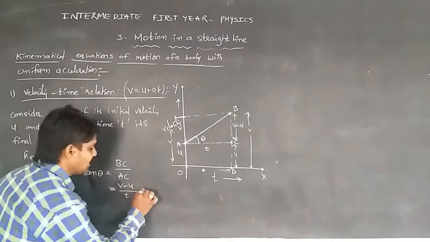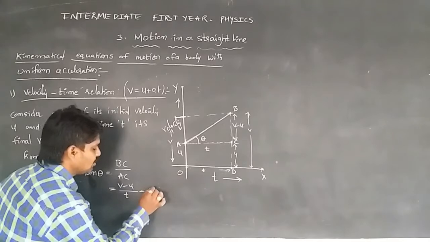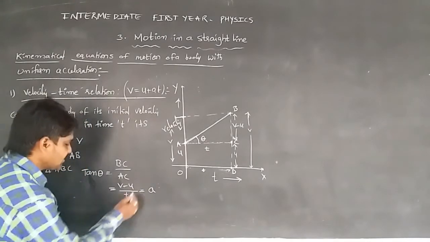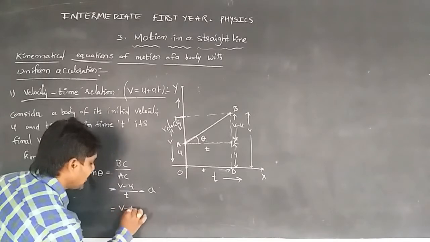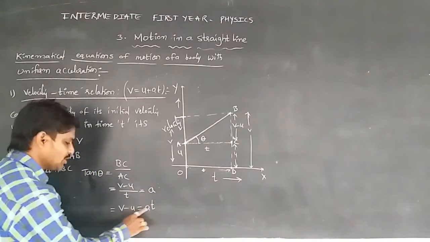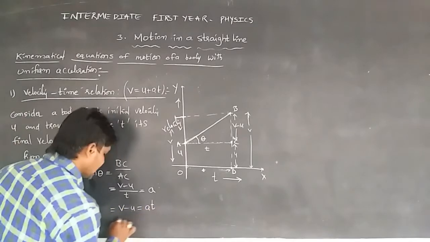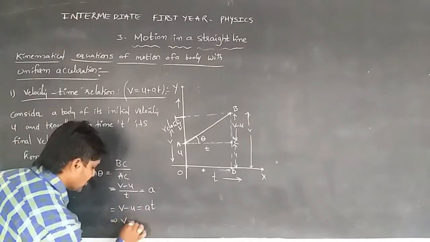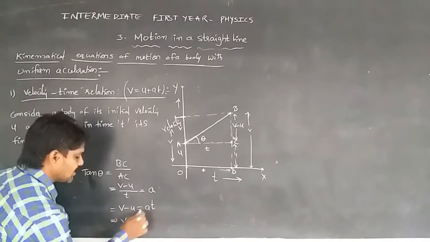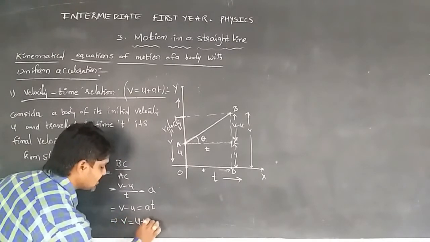So that's why we can write that (V minus U) by T is equal to A. From this relation we can write that V minus U is equal to AT. From that, V is equal to, whenever the U is taken to this side, then minus U becomes plus U. V is equal to U plus AT.